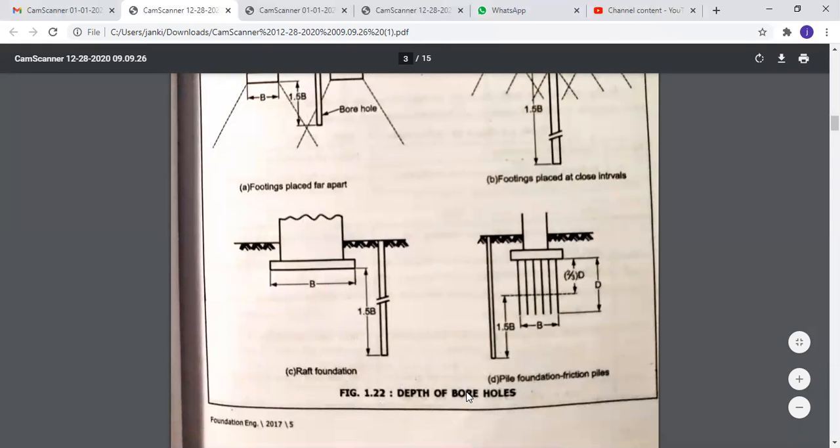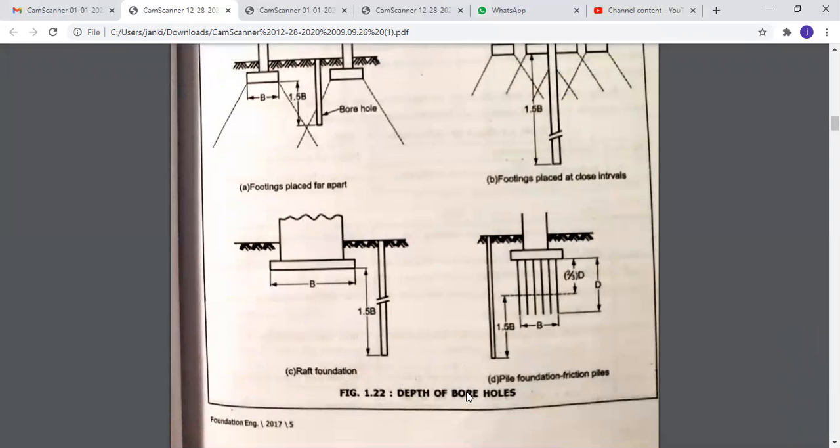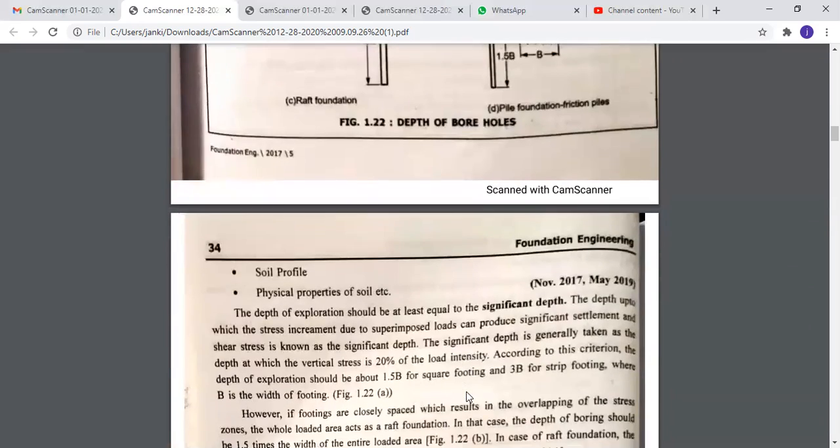In the case of pile foundation, the depth of exploration below the tip of bearing piles is kept at least 1.5 times the width of the pile group. However, in case of friction piles, the depth of exploration is taken as 1.5 times the width of the pile group measured from the lower third point, as you can see in the last figure. The depth of exploration may be taken as given in the table. I can show you that.